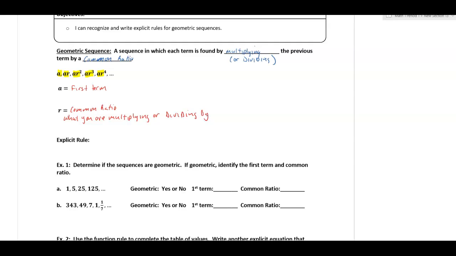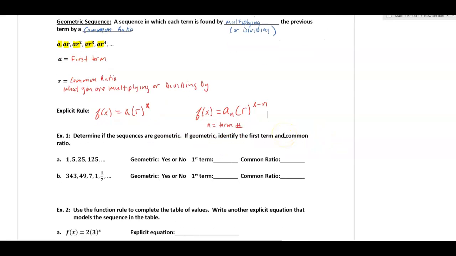Now the explicit rule, right, we're going to write it two ways. One is f of x equals a times r to the x, okay? But because a sequence doesn't always start at term 0, we're going to write this a way where as we move along, it gets a little easier. We're going to say a sub n, where n equals the term number. So it's a sub n times r to the x minus whatever n is. And this will make more sense as we move forward.